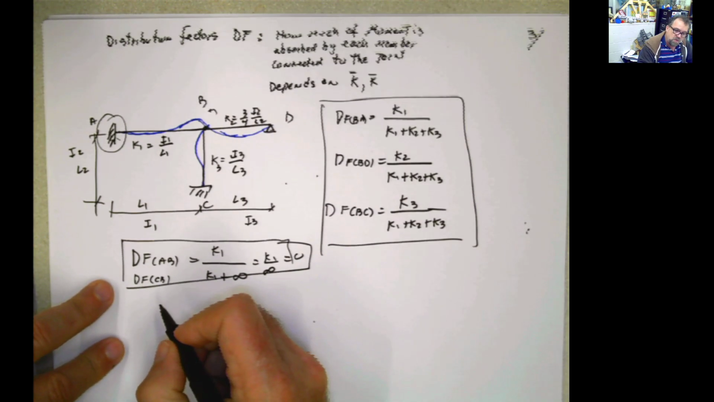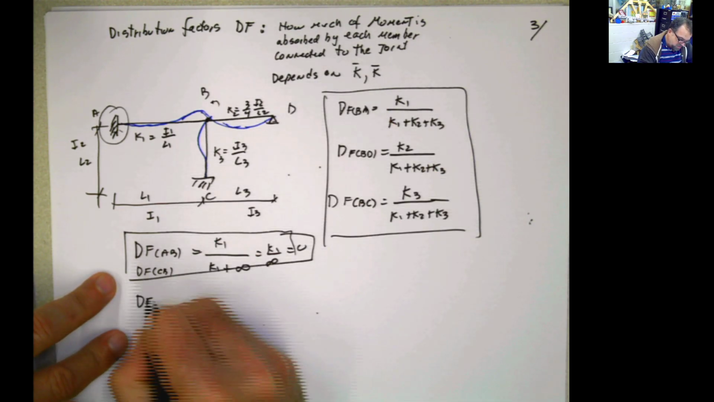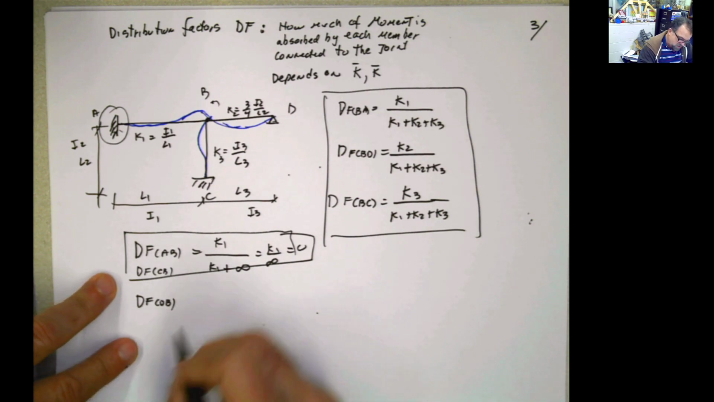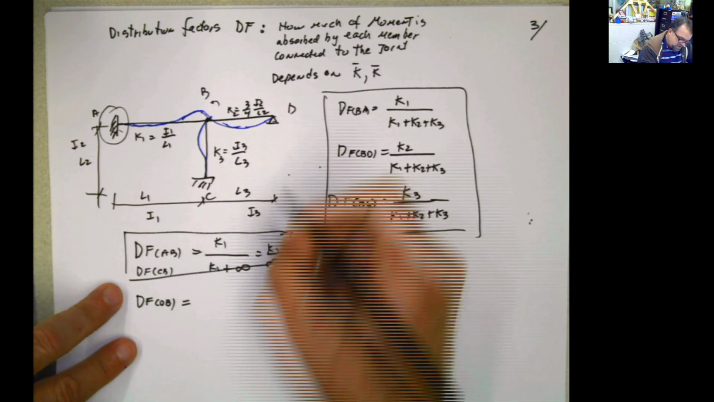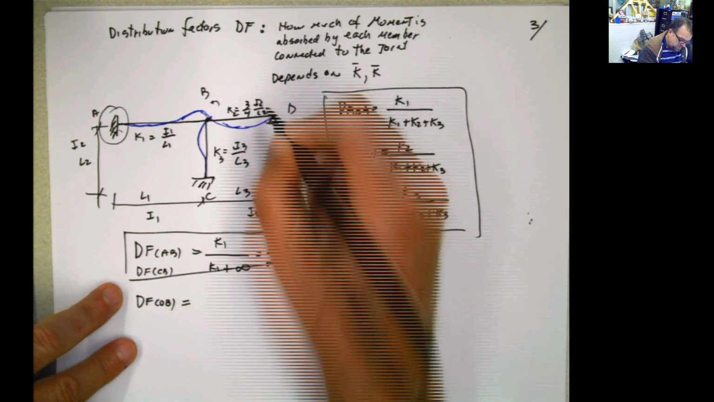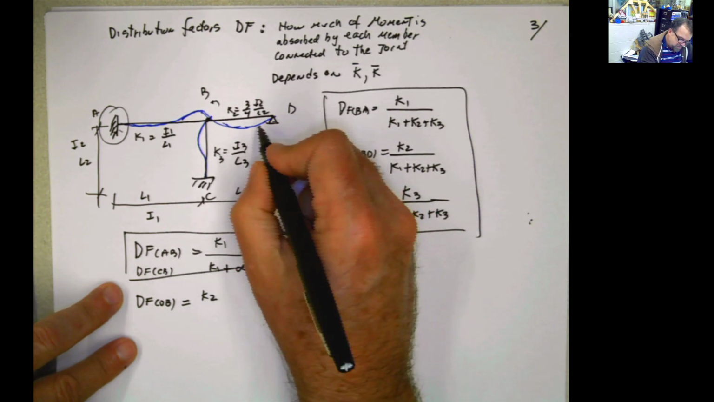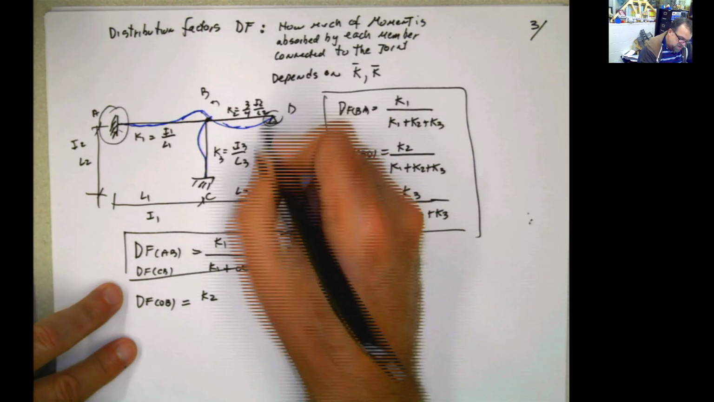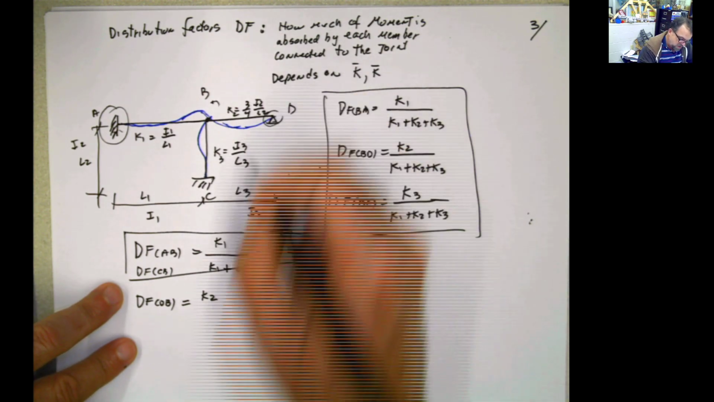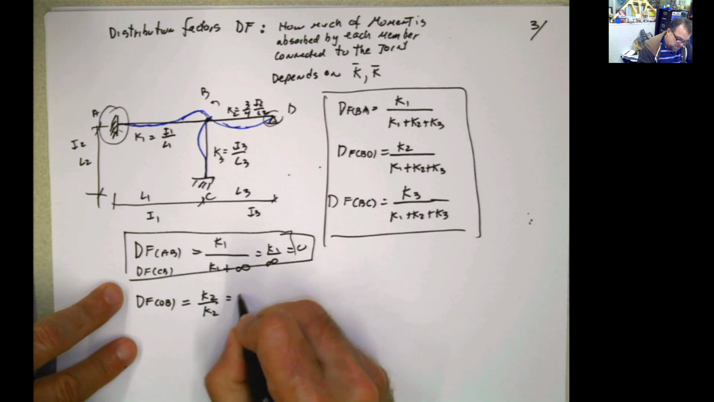Now if we want to calculate the distribution factor for DB, which is pin support, then it's going to be what? It's going to be this value, which is K2, divided by the summation of the stiffness of that joint. How much is the summation of the stiffness for that joint? It's just K2, that's it, there's nothing else there. So this is going to be 1.